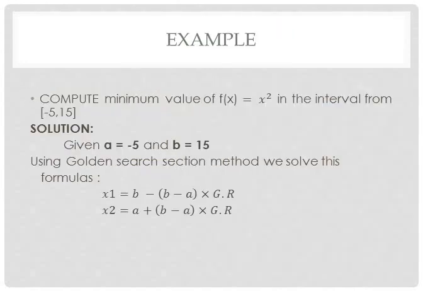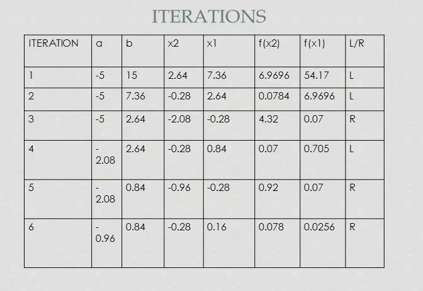Using these two formulas we compute the intermediate points and the function values. Here again the function value is greater at x1, so in a similar way we eliminate the portion to the right of x1. In the next iteration, b is equal to the x1 value of the previous iteration. Now we compute x1, x2 and the function values again. Here you can observe that f of x2 is greater than f of x1, so we will preserve our right side. In this way we go through all the iterations.